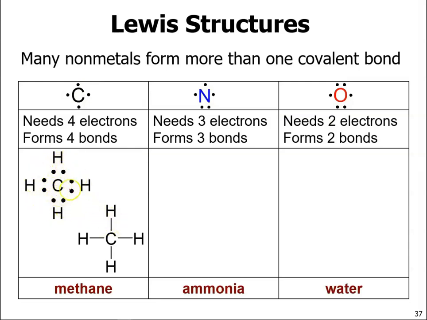So these are 2 different ways. Here's the Lewis structure, dot structure. This would be a traditional method for showing you these single bonds that are sharing 2 electrons in each bond here. This is methane gas. This is the structural formula for methane gas.